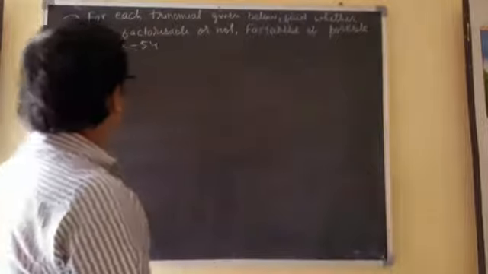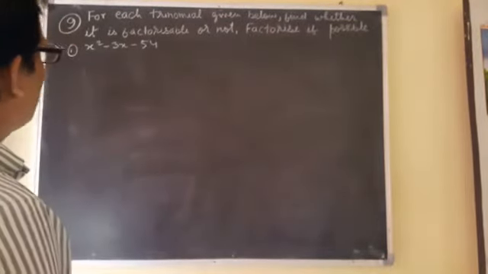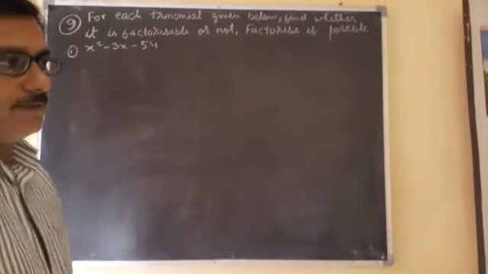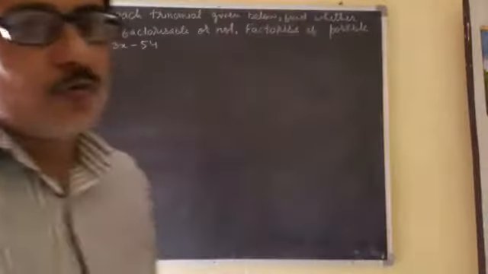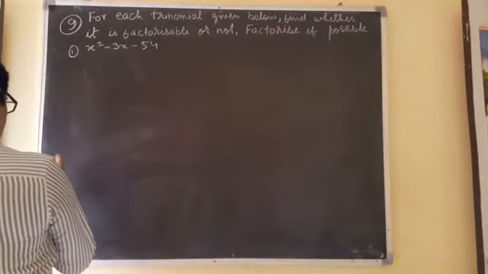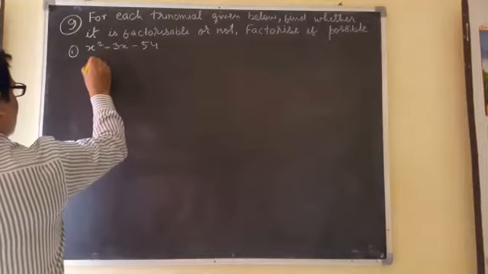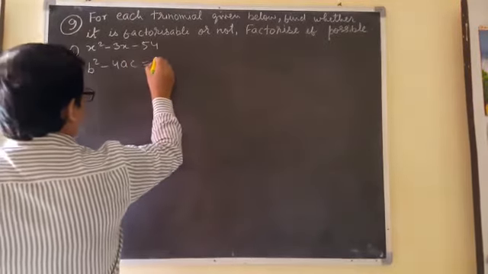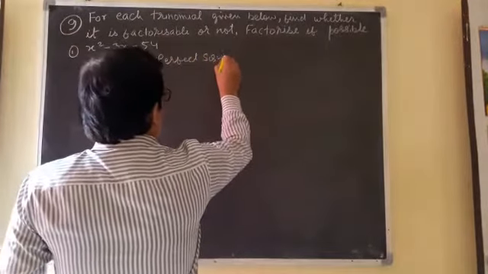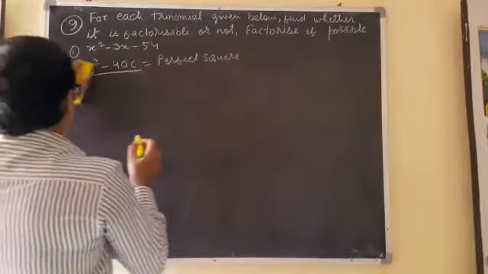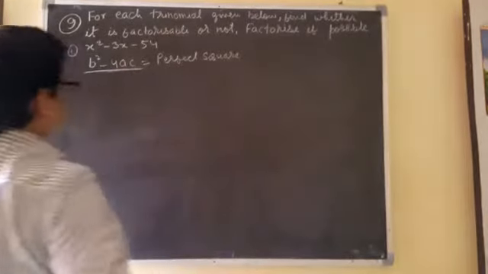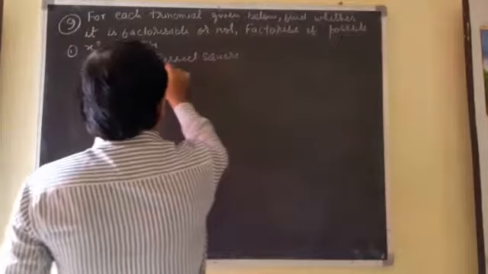Now let us see the next question. For each trinomial given below, find whether it is factorizable or not. Factorize if possible. So dear students, the first question arises here, that how we can know whether it is factorizable or not. So listen here. An expression is factorizable if b square minus 4ac is a perfect square. If the value of this b square minus 4ac is a perfect square, then we can say that it is factorizable.